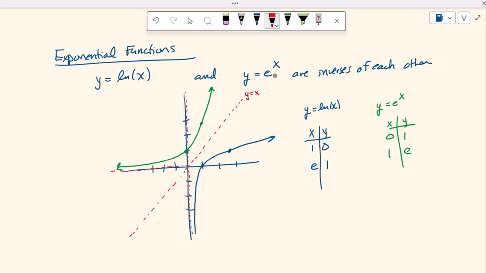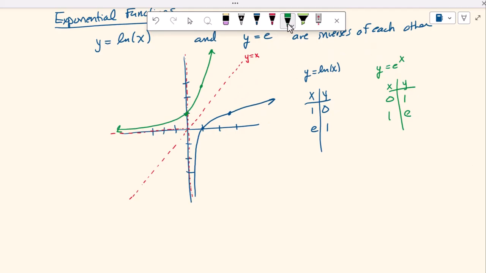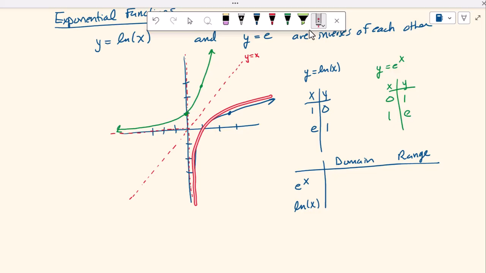Let's also talk about the domain and the range. So we have the function f of x, and we'll just write out the function e to the x, and we have natural log of x. And then let's talk about the domain and the range. Okay, so natural log of x we're sure about because we've already worked with this before. The domain is 0 to infinity. It cannot equal 0. And the range was negative infinity to positive infinity.